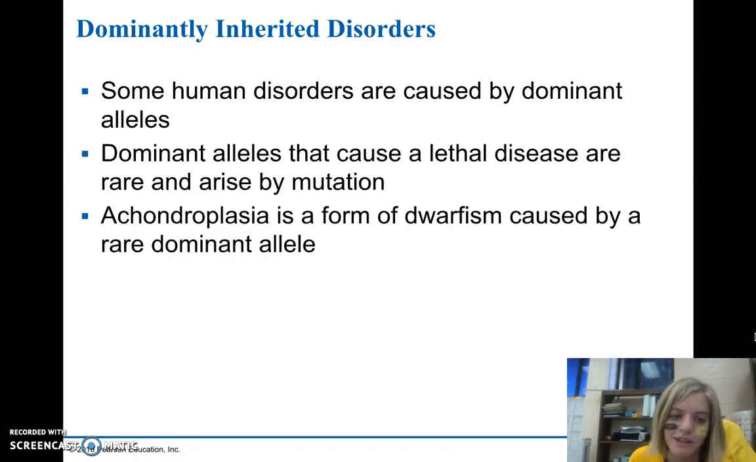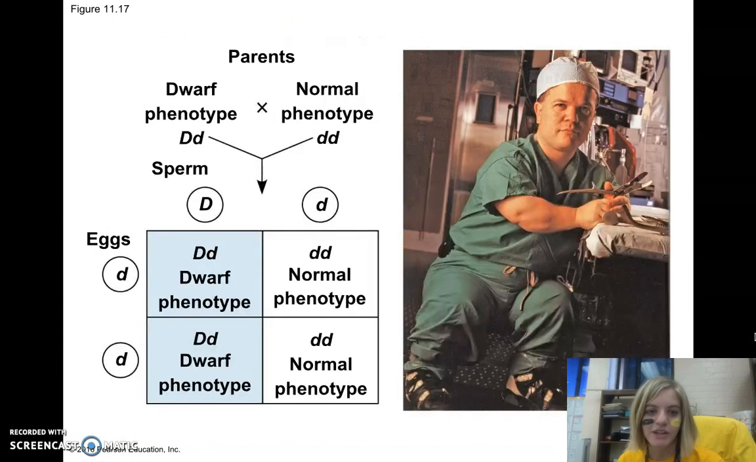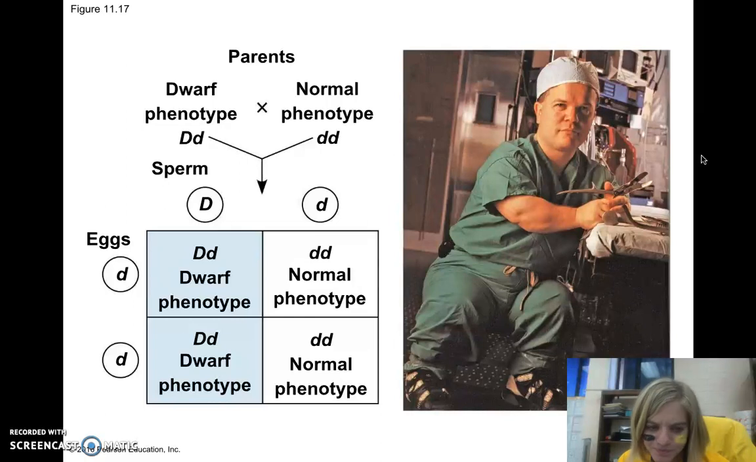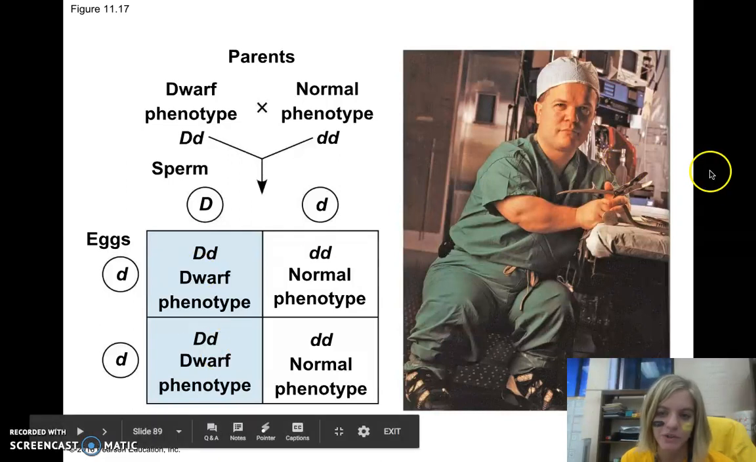So one example is achondroplasia, which is a form of dwarfism. And you can see if you have the dwarf phenotype, like a dwarf parent and a normal parent, you would have a 50-50 chance of having a child who was also a dwarf. Because with that dominant allele, the dwarf phenotype is expressed. So even if you're a heterozygote, you would express the dwarf phenotype.